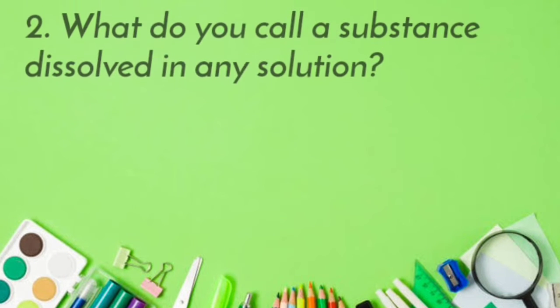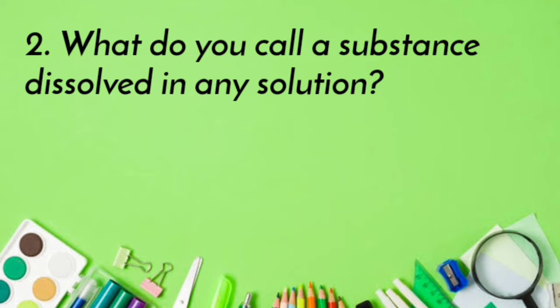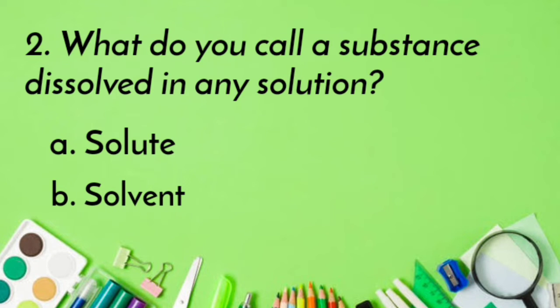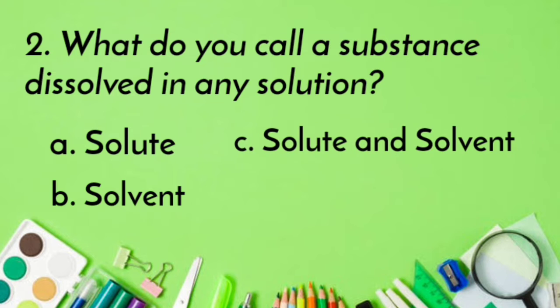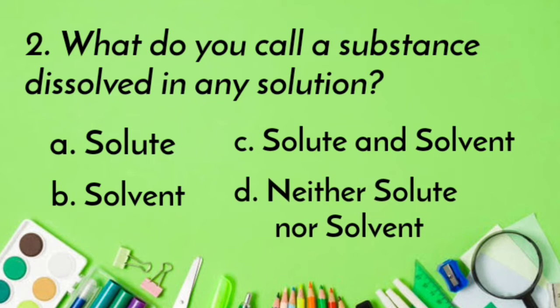Next question. What do you call a substance dissolved in any solution? A. Solute. B. Solvent. C. Solute and solvent. And letter D. Neither solute nor solvent.